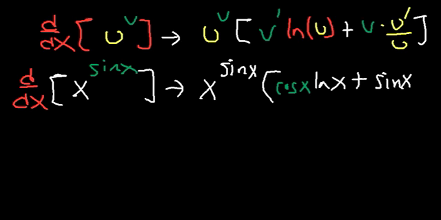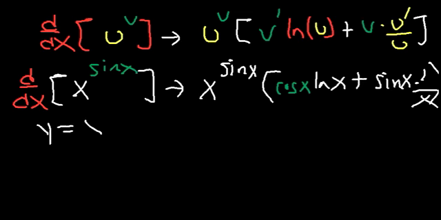Now u is x, so we have an x on the bottom, and the derivative of x, which is u prime, is 1. So that's our answer: x sine x times cosine x ln x plus sine x divided by x. So now let's see if we can get the same result using logarithmic differentiation.